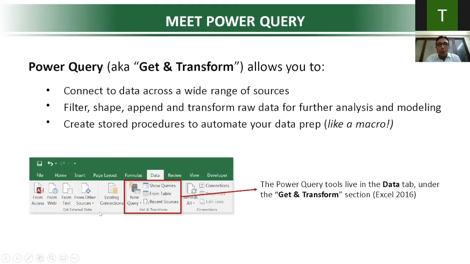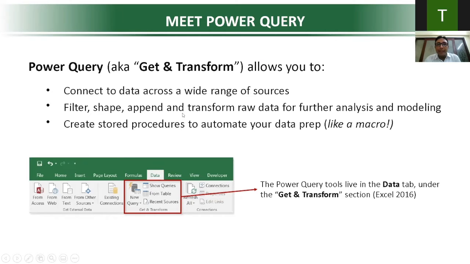So these are two options from where you can basically extract external data, and then you can apply some queries over here. This is the area where you can find your Power Query option in Excel. If you're using previous versions like 2013 and 2010, you have to install the Power Query option separately from the Microsoft website, and that's easily and freely available.